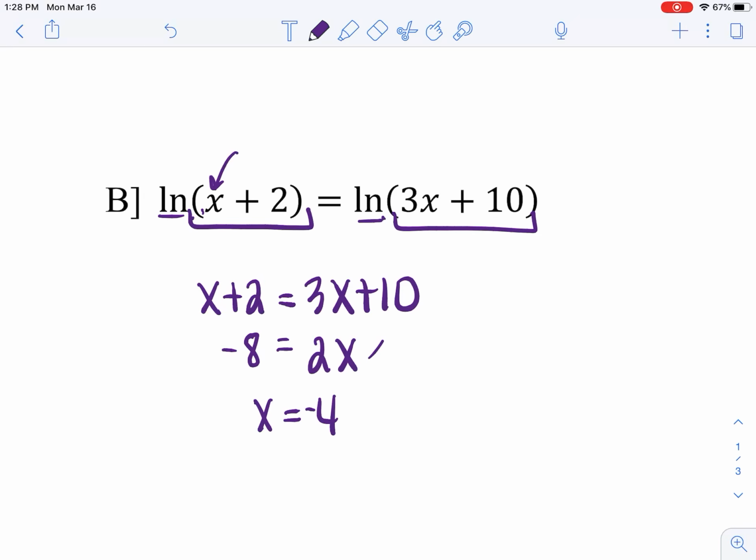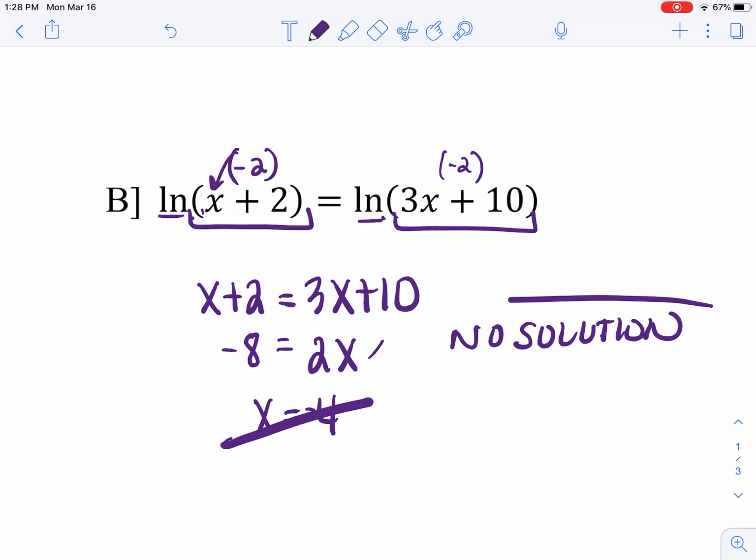Plug in negative 4 right here. Negative 4 plus 2 is negative 2. Not allowed. It's not that there's something wrong with the negative or the 4. It's when we plug in negative 4 and we get negative 2 as an argument, that's what's not allowed. Notice you will also get negative 2 over here. Even though they are equal, the natural log of negative 2 does not exist. So this one has no solution.